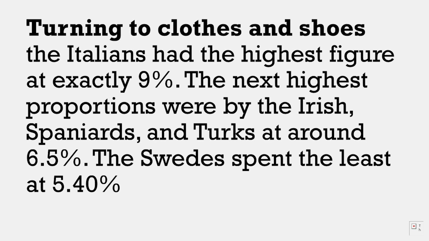Then we're going to move on to the next body paragraph, and again we're going to start with a topic phrase that sends a signal to the reader to tell them what the paragraph is about. Turning to clothes and shoes, the Italians had the highest figure at exactly 9%. The next highest proportions were by the Irish, Spaniards, and Turks at around 6.5%. The Swedes spent the least at 5.4%.